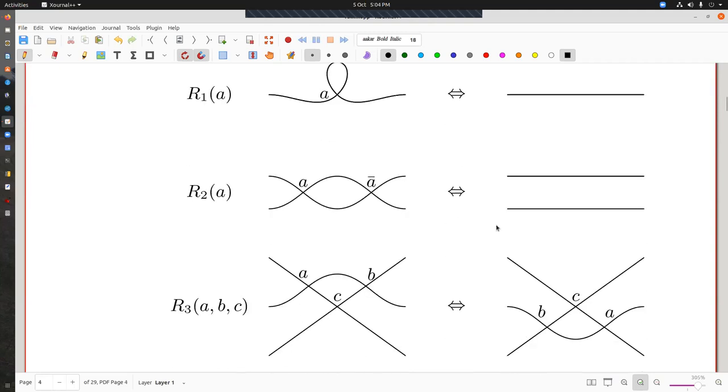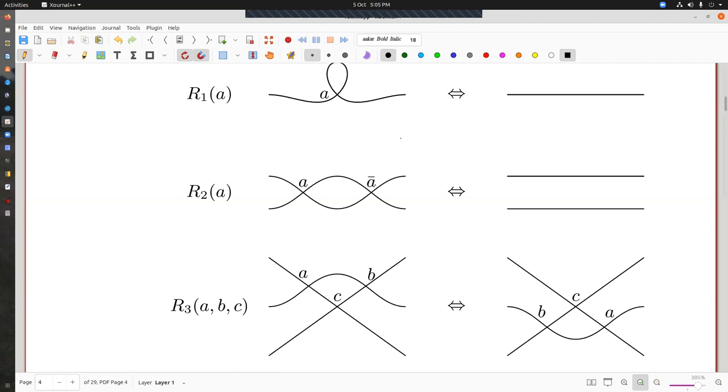So here are the usual Reidemeister moves. This is R1, tagged with A, and we can get rid of it if there's a loop, or we can introduce it. And if we've got two A and an A bar next to one another, we can get rid of it. Now, this is the R3, and I've written down three tags here. In general, there'll only be two tags in practice, but we'll see as we go on.